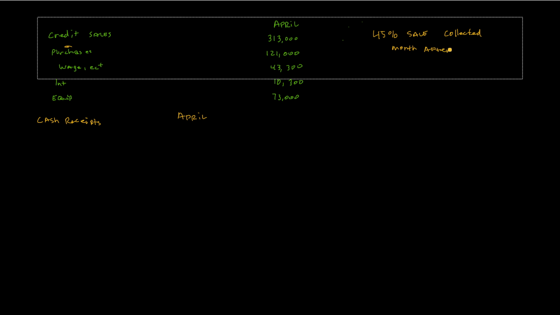Okay, we know that March's sales were $183,000. Very easy to do. We know that 5% of the sales are uncollected. We're going to take 183,000 and multiply that by 0.05. It's 9,150, okay?